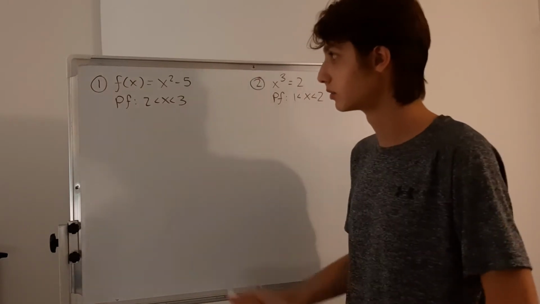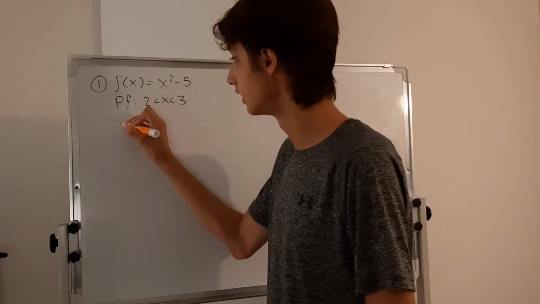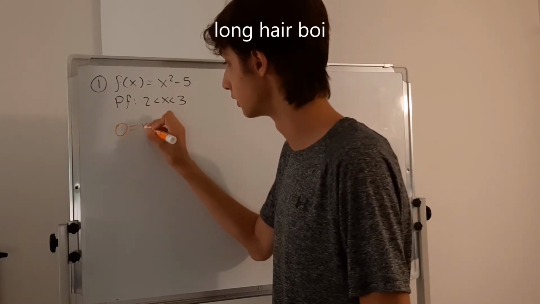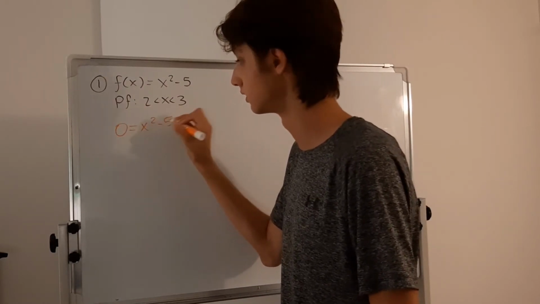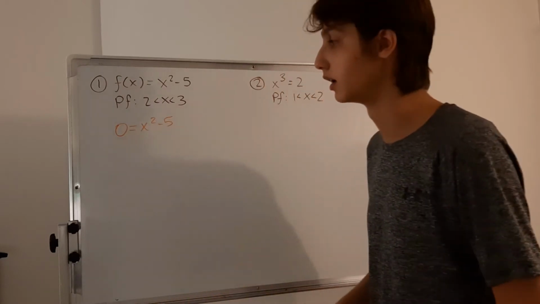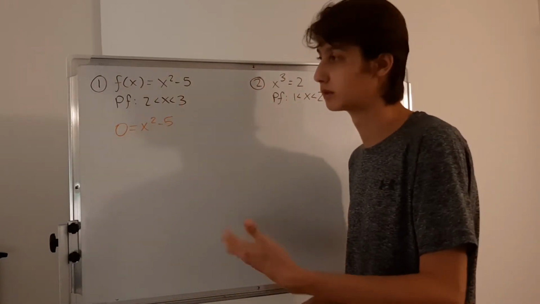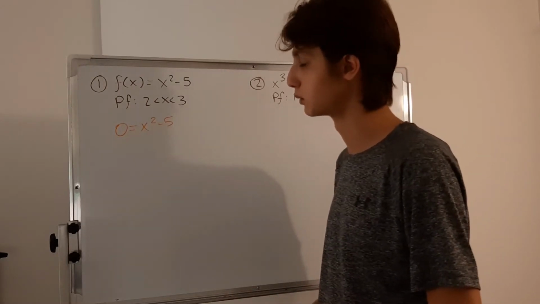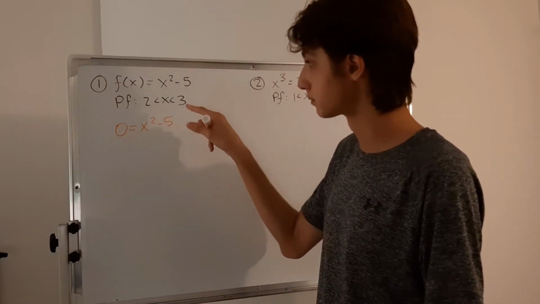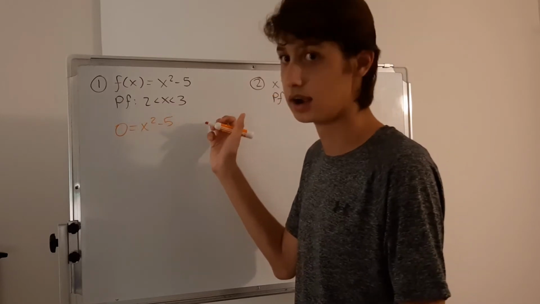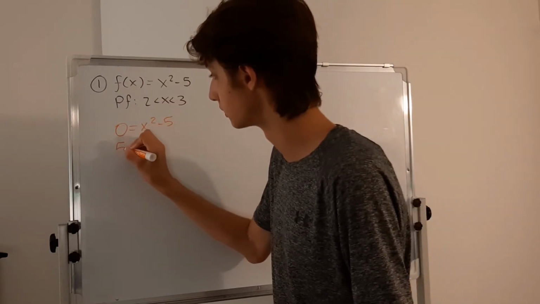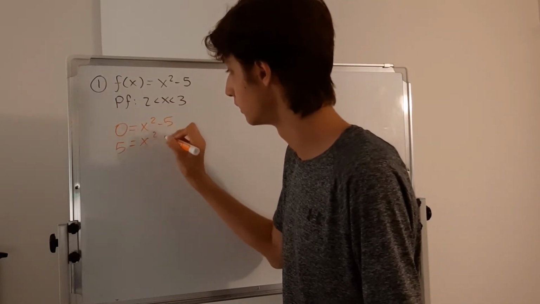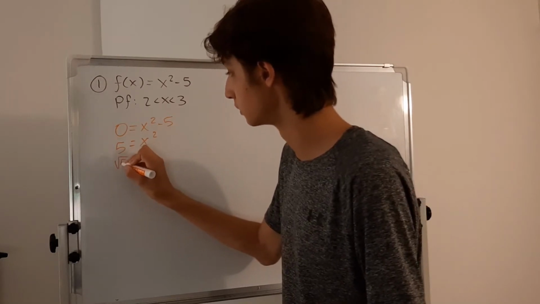Well, for starters, we can actually set x squared minus 5 equal to 0. We can do that because it's a function. We're trying to find the solution where y equals 0. And so we can solve this now pretty easily. We just add 5 on both sides. That's equal to x squared. And then the square root of 5 is equal to x.